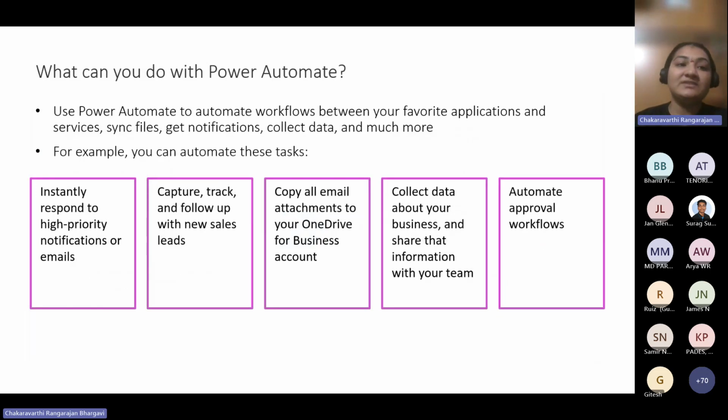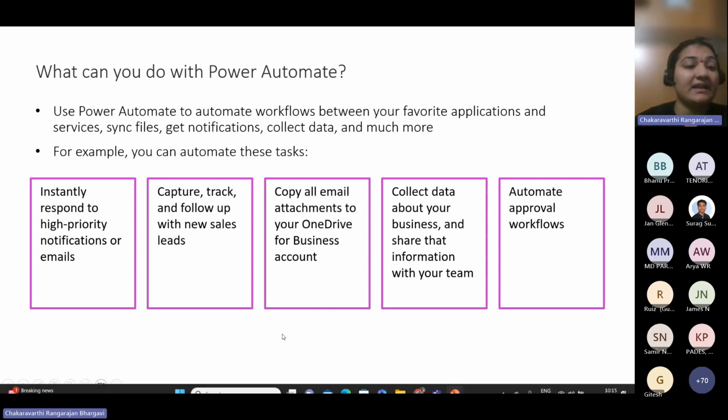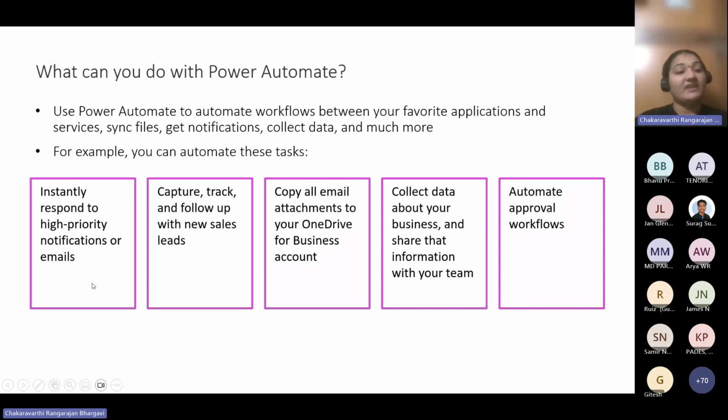So what can we do with Power Automate? I was just stating an example, right? We have to instantly respond to high priority notifications, or you have an n number of emails that you have to approve or reject. Then you would be using Power Automate to reply back itself with the template that has been made available. And you can also make it decide whether it has to approve or reject based on the words, or based on the customization that you want to decide on. You can do that inside Power Automate.